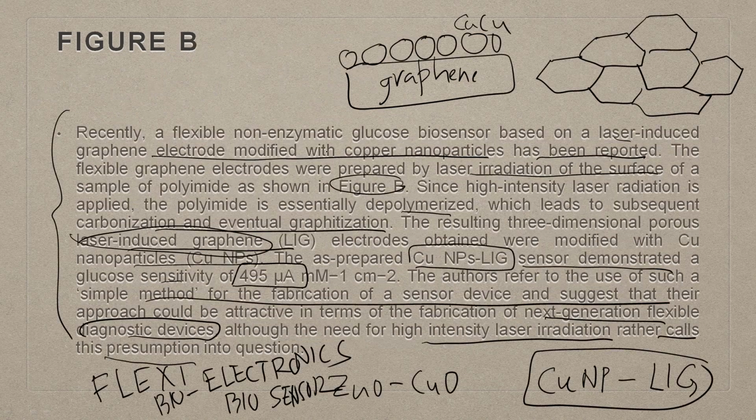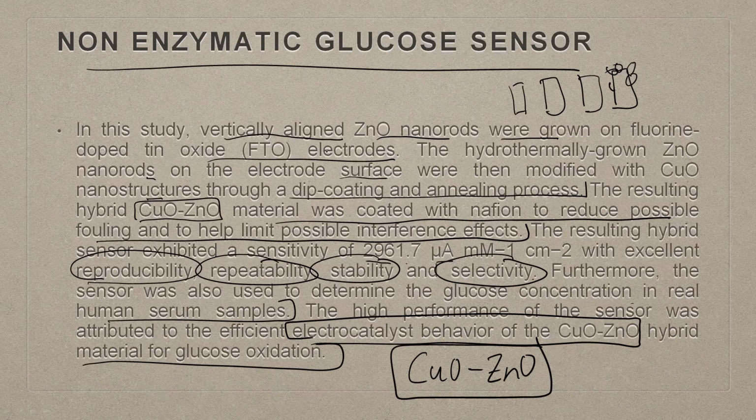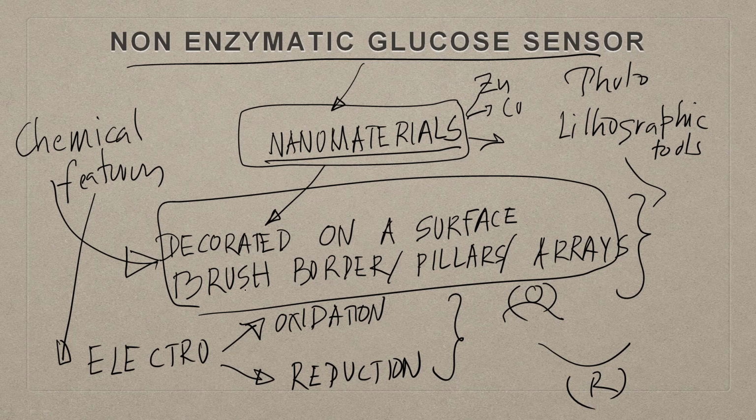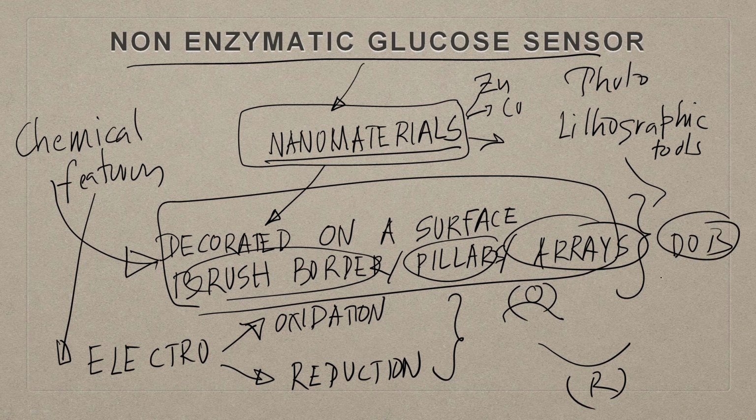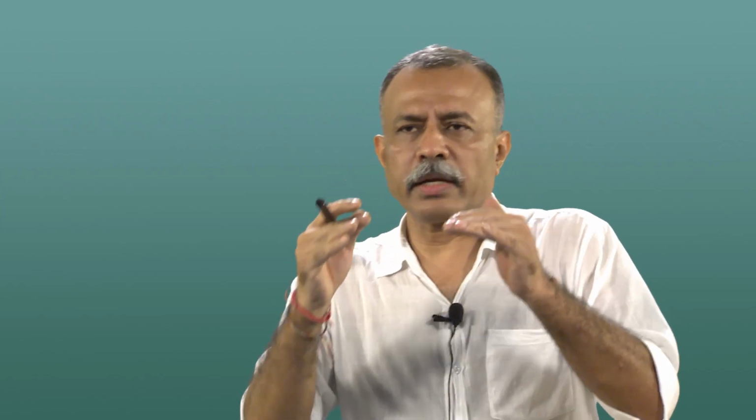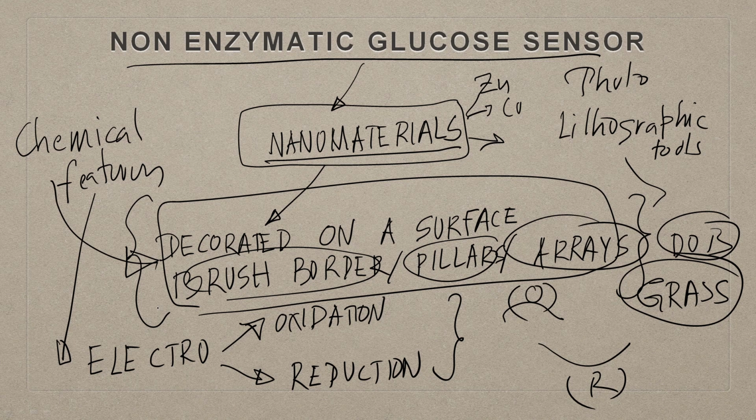As I mentioned, if you remember, there are different ways you can do it. One of the ways is decorating the surface like a brush border, pillars, arrays, dots, grass. These are different terminologies being used. It is essentially how you are arranging the nanomaterial or decorating the surface of the electrode or the electrocatalyst in a certain pattern, in a certain array, in order to maximize the surface contact.